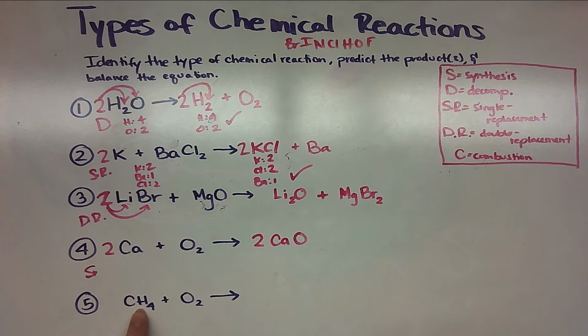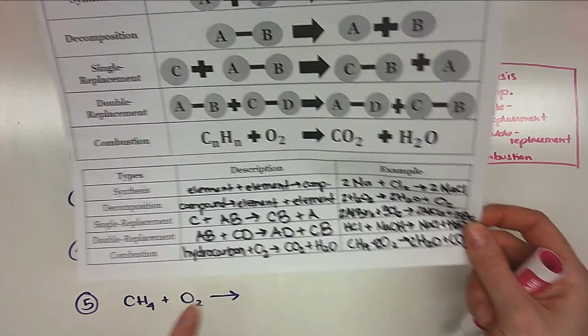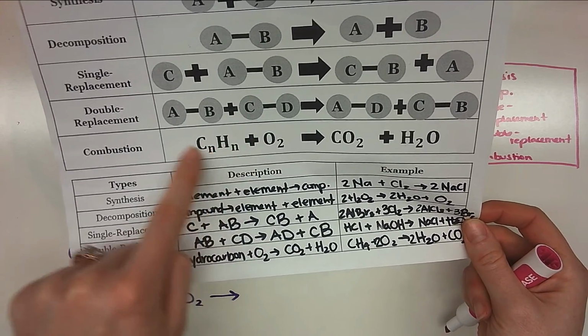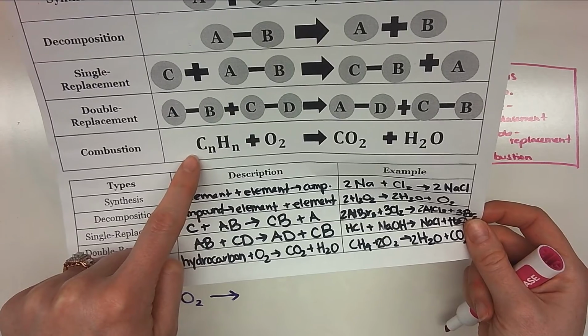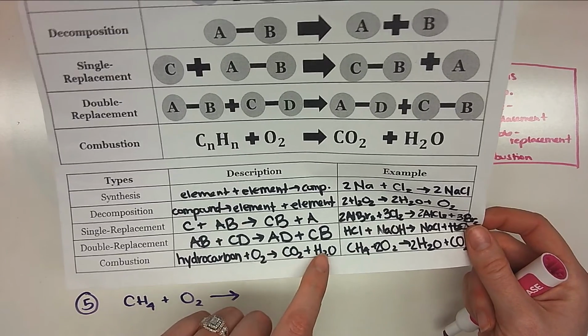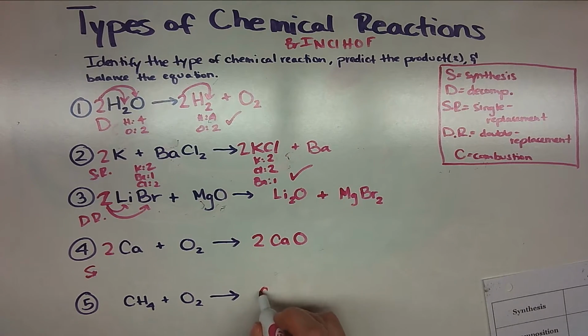CH4, its name is actually methane, don't have to worry about that one, plus oxygen. One thing to note, so you're probably saying, okay, this is a compound plus an element, single replacement, right? No. There's something special about this type of compound. It is made up solely of hydrogen and carbon atoms, so it gets called a hydrocarbon. So anytime a hydrocarbon, or a compound containing only hydrogen and carbon, reacts with oxygen, it produces carbon dioxide and water. All right, so I'm going to write CO2 plus H2O.